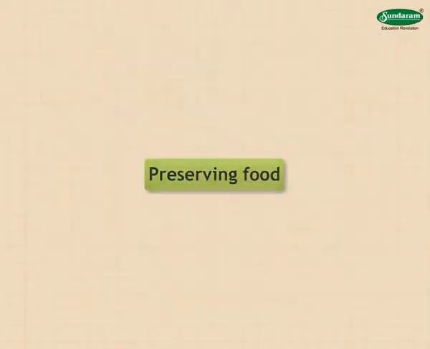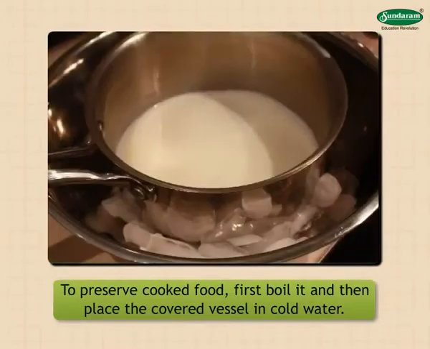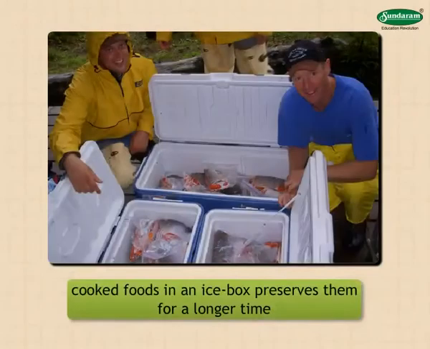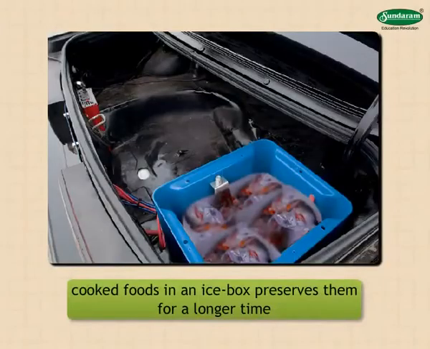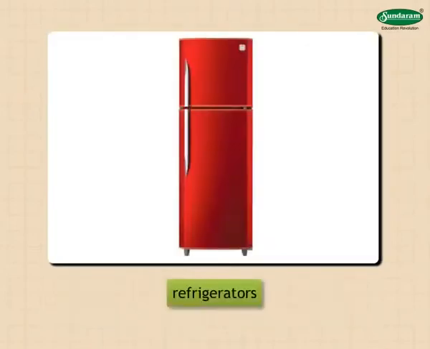Preserving food. To preserve cooked food, first boil it and then place the covered vessel in cold water. Placing cooked foods in an ice box preserves them for a longer time and also makes it easier to carry them elsewhere. These days, food is kept in refrigerators to preserve it.